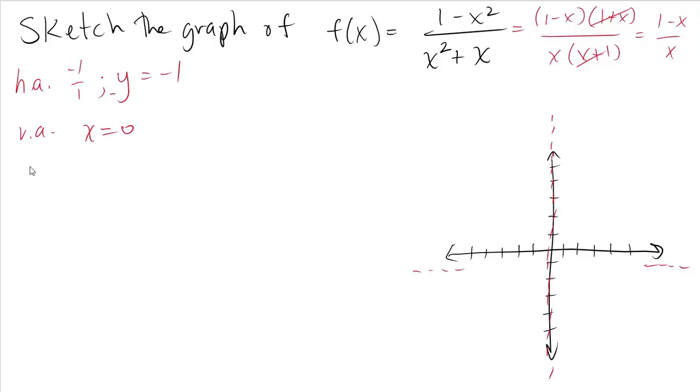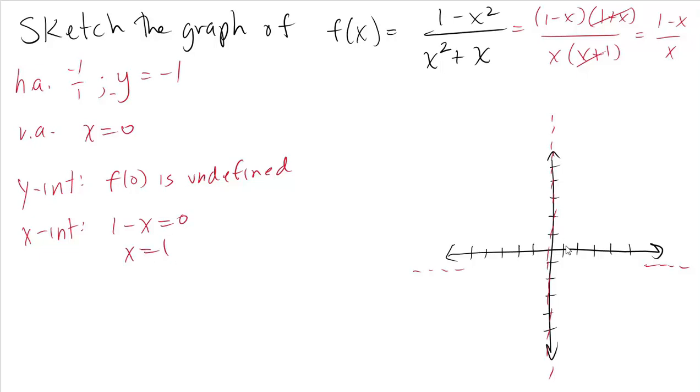Now I'm going to find any intercepts. To find any y-intercepts, you plug 0 in for x, but we just said that 0 is not an allowable input. F of 0 is undefined. So this function doesn't have a y-intercept. To find any x-intercepts, you want to set the numerator of the reduced version equal to 0. Well, if 1 minus x is equal to 0, then x equals 1.